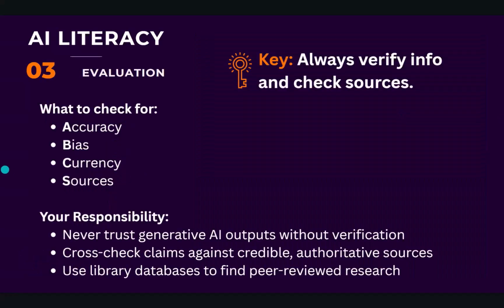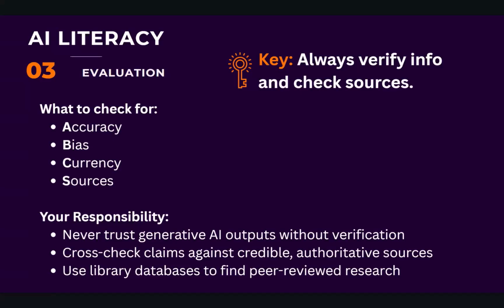So moving on to evaluation, this is about thinking critically about the AI outputs. The key here is to always verify information and check your sources, because Gen AI can sound really confident even when it's wrong. And so you want to check for the ABCs here. So accuracy, we know that Gen AI can hallucinate. That term hallucinate meaning really just quite simply making things up, sometimes creating false information that sounds plausible.